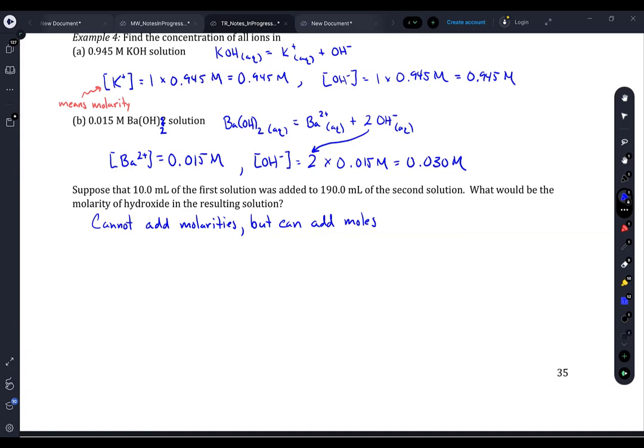Yeah. Very good. So you find the moles in each of them and then add them together and then divide by the total volume, which is going to be 200 mLs, right? Because you took 10 mLs plus 190 mLs. Good. So let's start with moles of hydroxide from the potassium hydroxide. How are we going to do that? We've got 10 milliliters of the first solution.